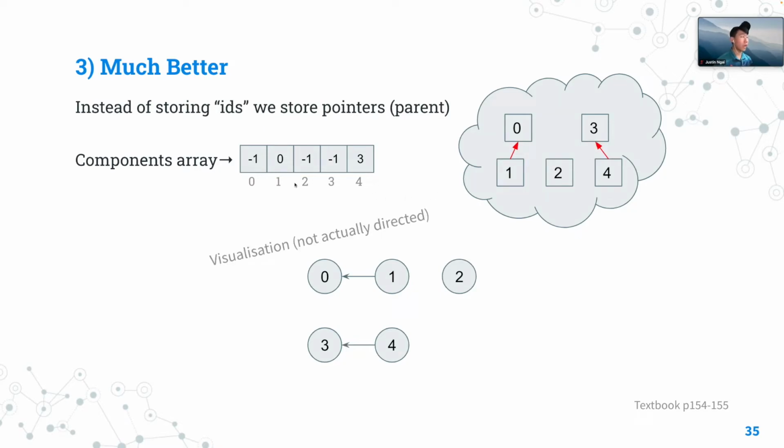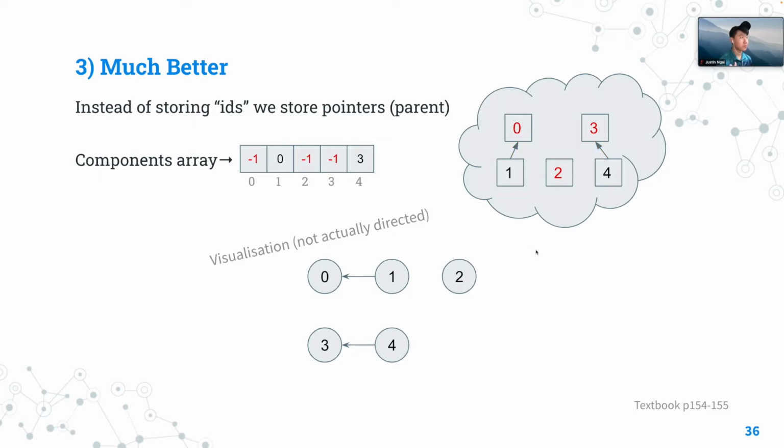And so what we actually store in the array here is this parent hierarchy, where 1's parent is 0, that's why we store 0 in index 1, and 4's parent is 3, that's why we store 3 in the 4th index here. Just to note, I'm not actually saying that these graphs have to be directed. It's just that when we visualize them, the good way to think about them is that they're directed.